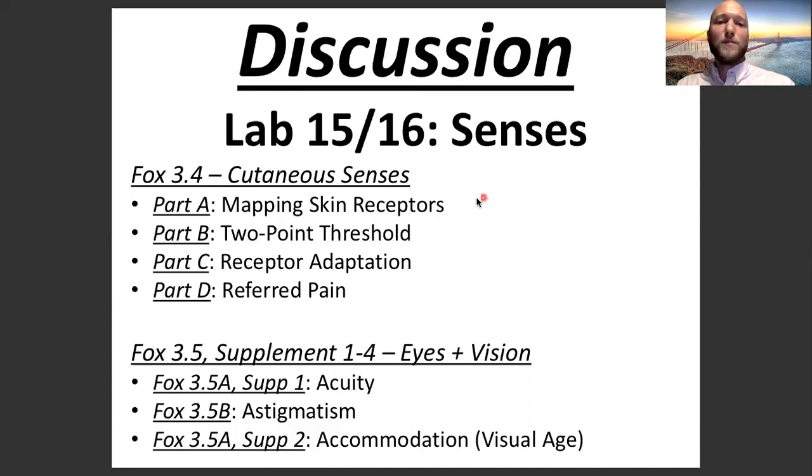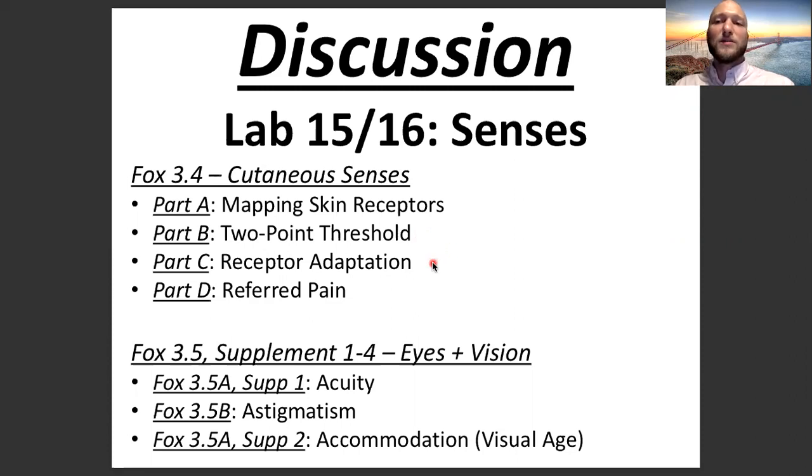So we have mapping of skin receptors. This is where we drew 16 dots on our forearms and we touched each dot with a room temperature probe and then a hot probe and a cold probe. 2-point threshold is where we started with the anesthesiometer, where we had two prongs right next to each other, and we poked our fingertip. We spread it 1 millimeter apart, poked our fingertips, spread it 2 millimeters apart, poked our fingertips, and we saw at what point we felt 2 dots, 2 points.